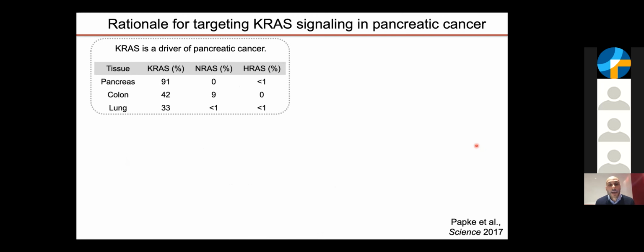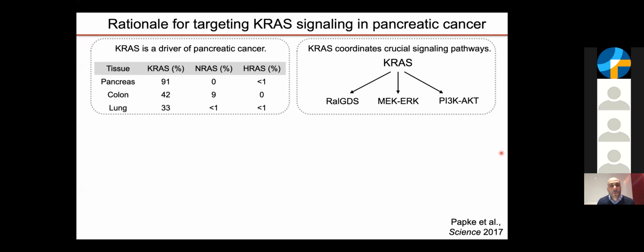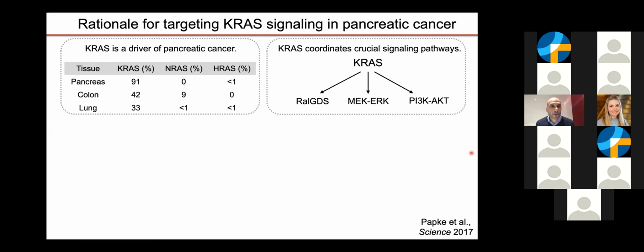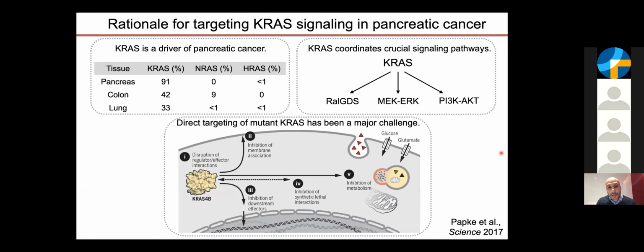And so, of course, mutant KRAS doesn't need much of an introduction, but it is the most commonly mutated oncogene in cancer. It is a driver of pancreatic cancer, which has been a lot of my more recent interest. About 90% of patients present with most commonly a G12D or V mutation. KRAS, of course, regulates a number of crucial signaling cascades, the RAL-GDS, MAP kinase signaling, or AKT signaling pathways, and has been a sought-after drug target for many decades. And it's been quite a major challenge in terms of developing strategies to directly target mutant KRAS.